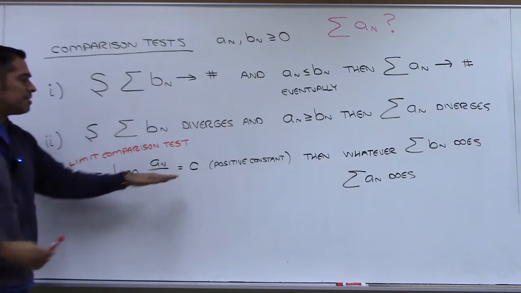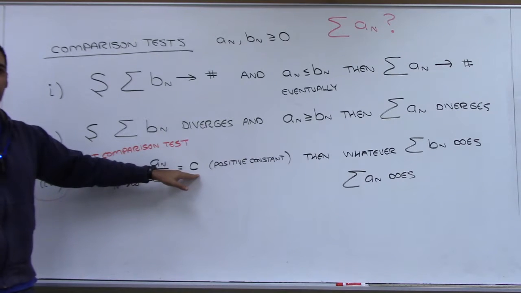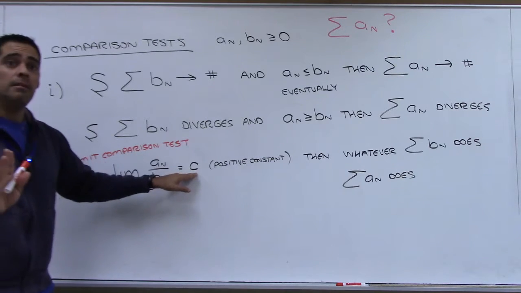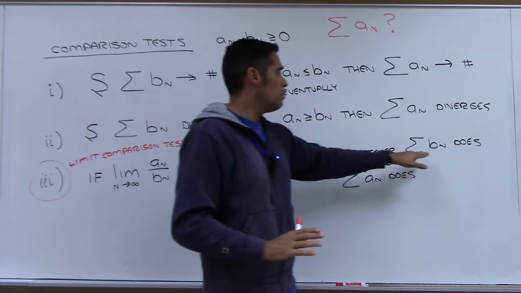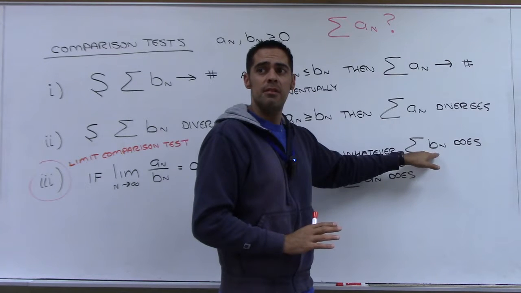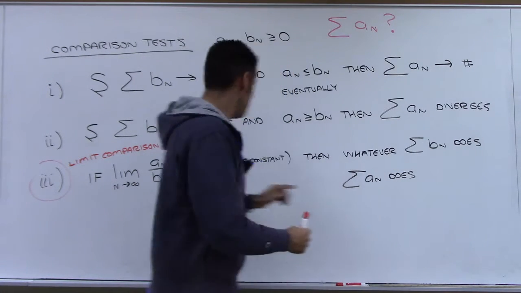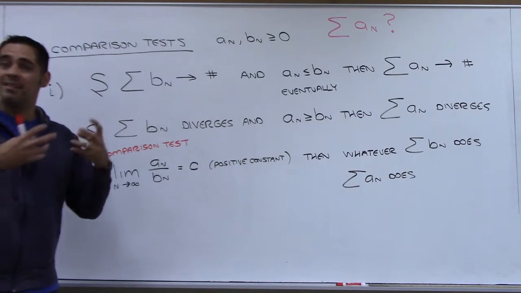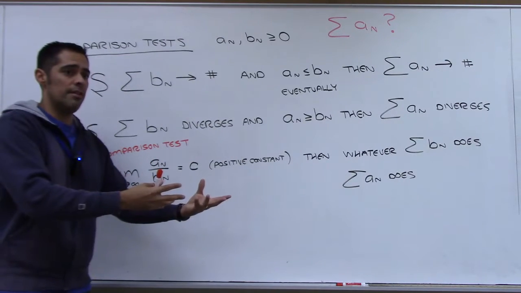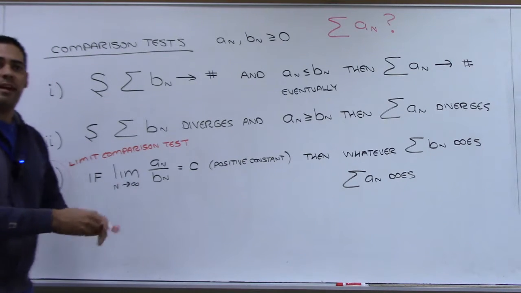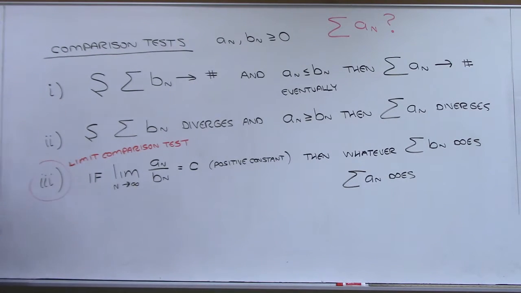If this limit turns out to be a finite positive number, that means it can't be infinity. If this turns out to be a finite number, then whatever the one we're comparing it to does, ours does. So they both do the same thing. If this limit is a number, they both diverge together or converge together. Understand? Yes? We'll have to see this in action, but that's what we're going to do today.